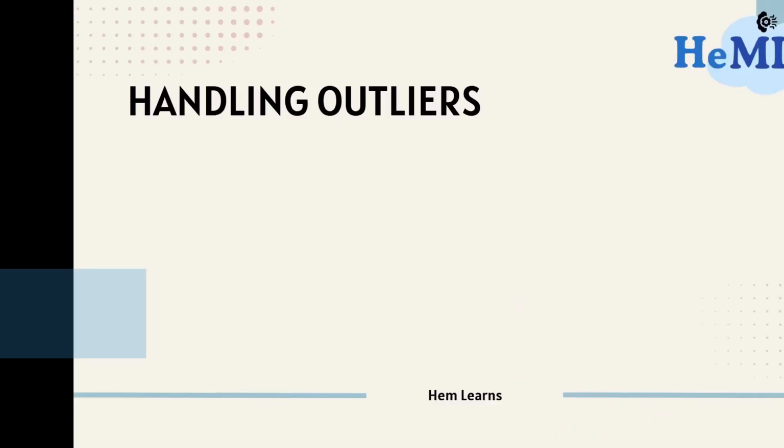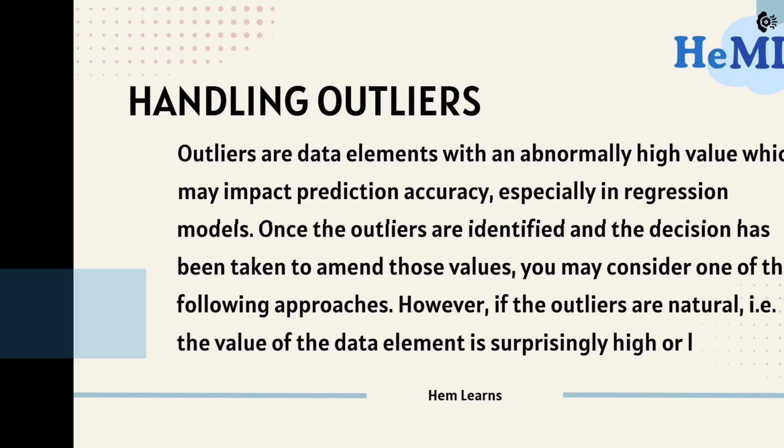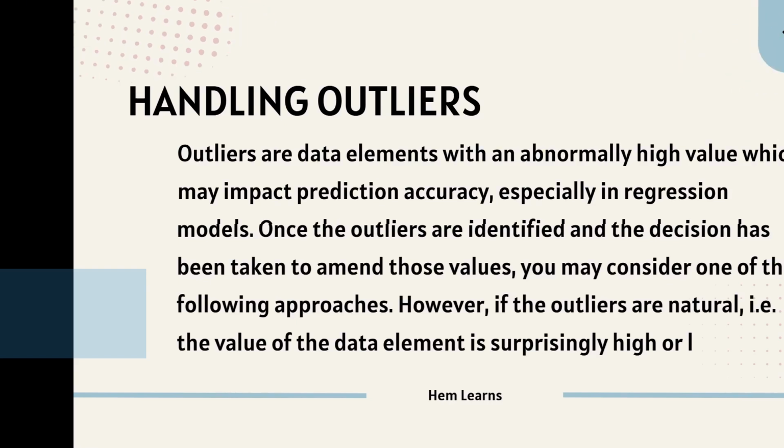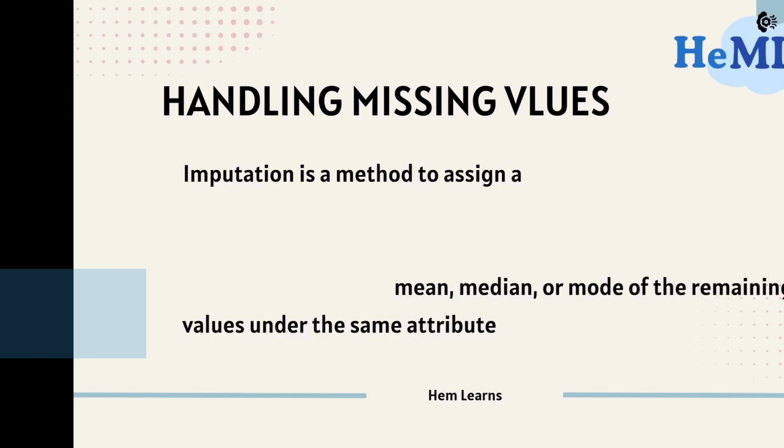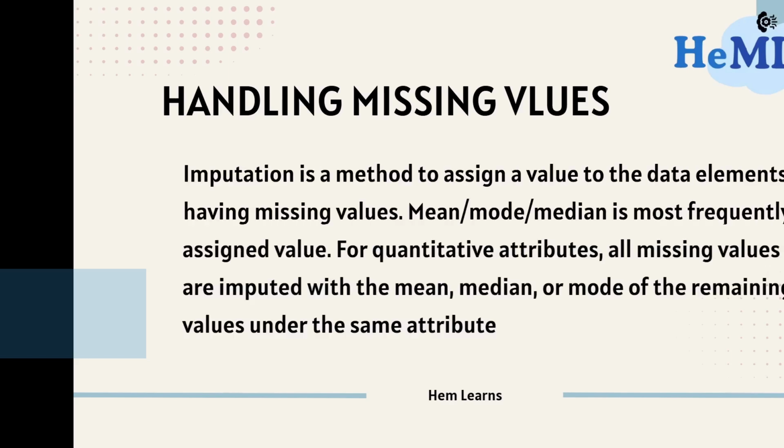Handling outliers. Outliers are values that stand far away from the rest. They can be errors or natural extreme cases. Depending on the situation, we either keep them, remove them, or adjust them. Next, we are going to see the handling of missing values. Missing values are common. We usually fill them using imputation: mean, median, and mode, depending on whether the data is numerical or categorical.